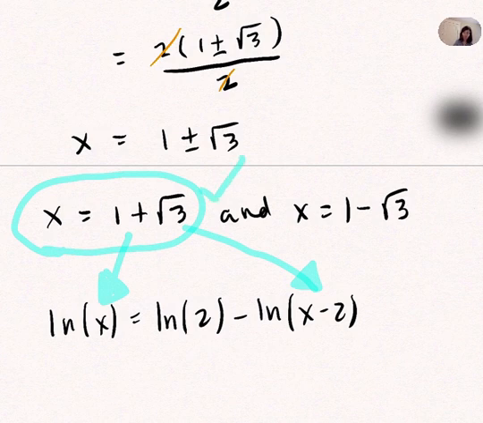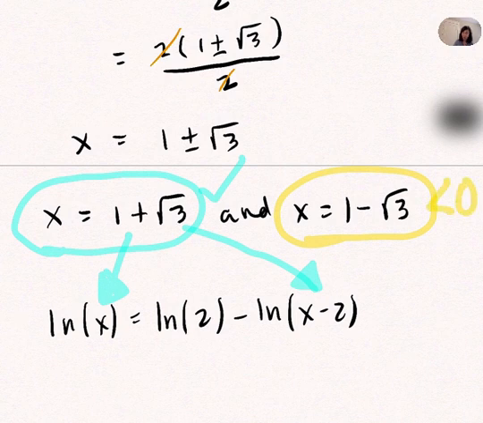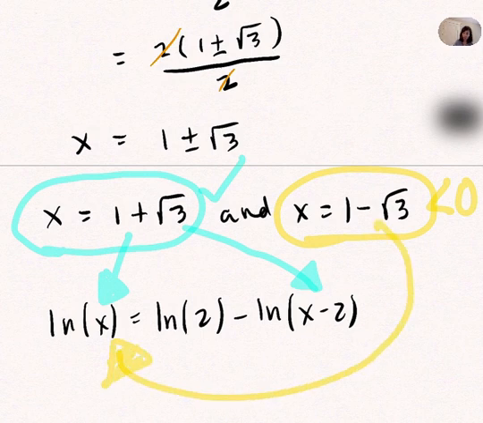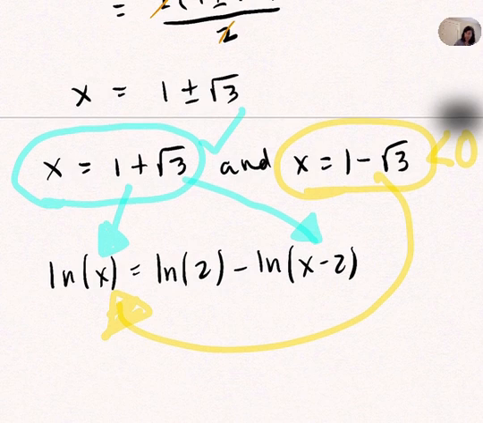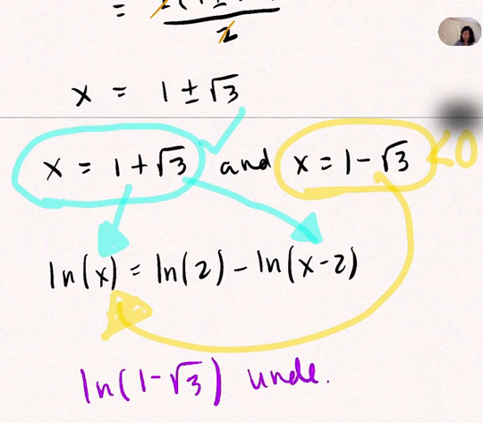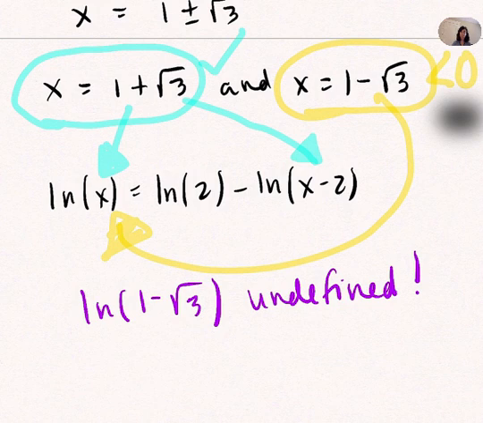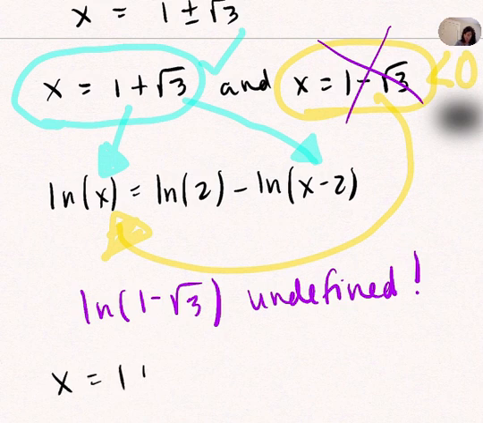But when you look at the second answer, 1 minus square root of 3, this is actually negative. Type it in your calculator, you're going to get a negative. And if you try to stick it in here, ln of 1 minus square root of 3 is undefined, because you cannot do ln of a negative number. So this second answer, we're not going to count it as an answer because it's not in the domain of the original equation. So our only answer here is x equals 1 plus square root of 3.